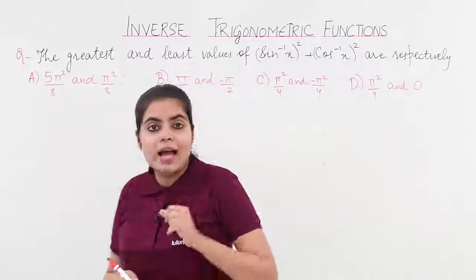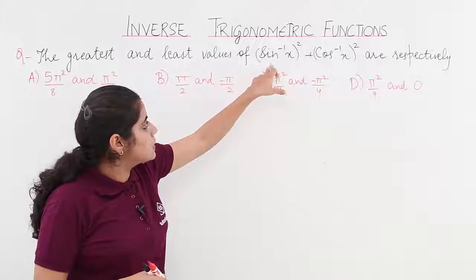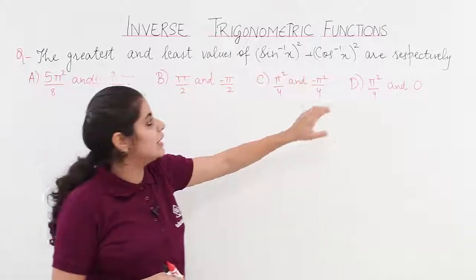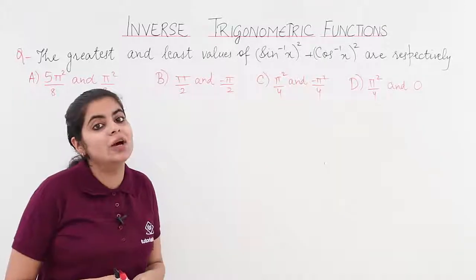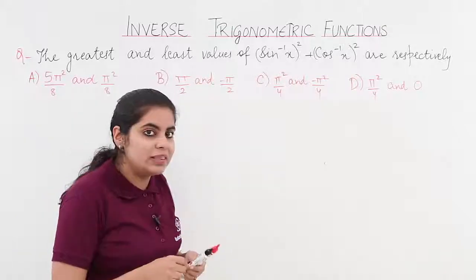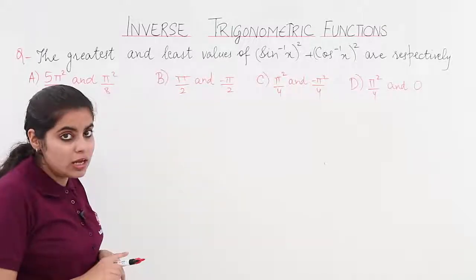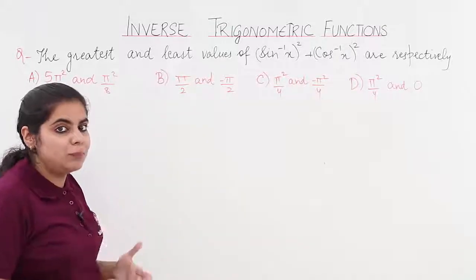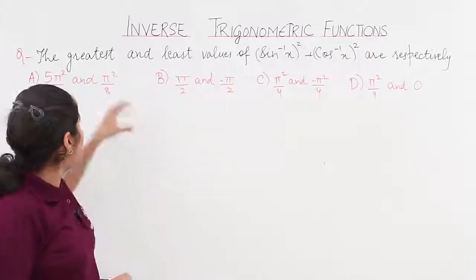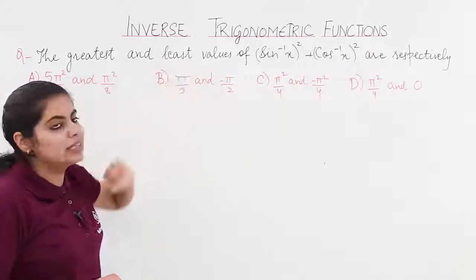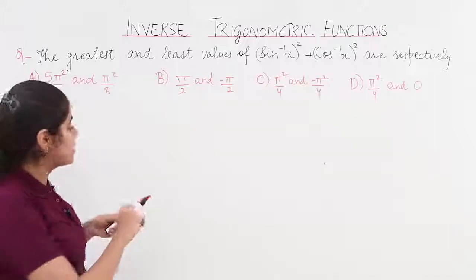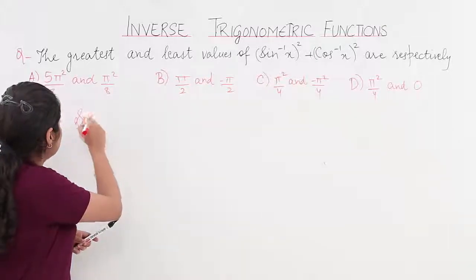Now, I have the first function as (sine inverse x) whole square, the second as (cos inverse x) whole square, and they are basically added up. When they are added, I can use a formula, and that formula will help me in understanding whether I need to find out the greatest and the least and how. So let's write the heading as solution.